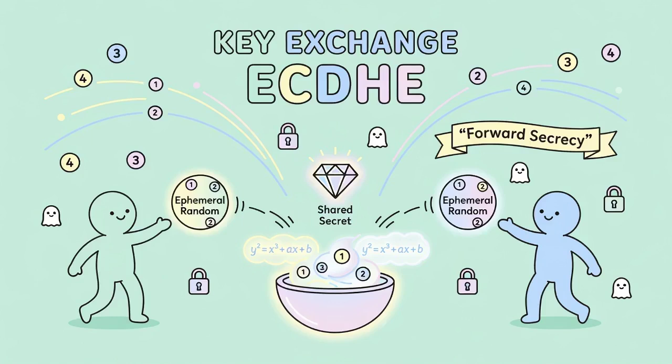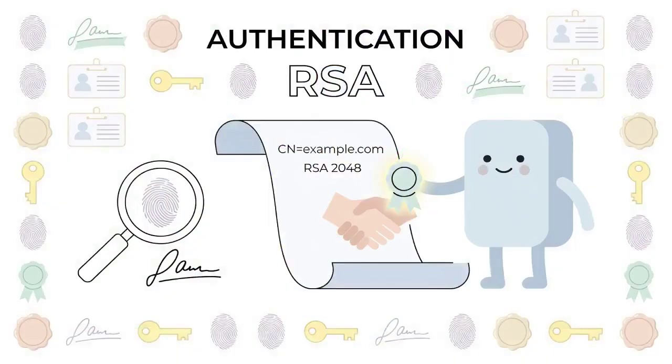The first segment, ECDHE, is the key exchange, ephemeral Diffie-Hellman over elliptic curves. Both sides contribute fresh randomness to compute a brand new shared secret every single session. And because that secret is never reused, compromising today's key cannot decrypt yesterday's traffic. That property is called forward secrecy. The second segment, RSA, is the authentication algorithm.